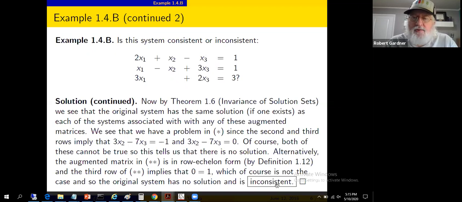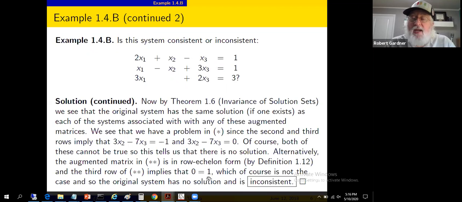To reveal more directly where this came from, if I were to add the first two equations together, we'd get 3x1. Hey, that's what this is. We'd have 0x2s. Hey, that's what this is. And we'd have 2x3s. Hey, that's what this is. On the other side, we'd have 2. Hey, that's what this isn't. And that's really where the problem comes in. So I think I made this one up, but this is an inconsistent system of equations. It was revealed when something went wrong with the augmented matrix.